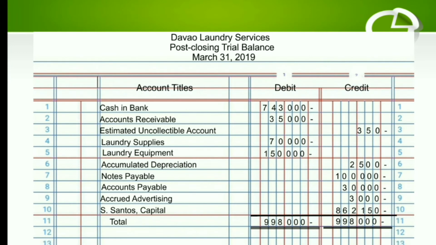Yung ginawa nating post-closing trial balance kanina, which is this one, is actually a guide para makagawa ng opening entry for the next accounting period. Basically, the opening entry can be made either during the first day of the business operations or at the beginning of the next accounting period. In our continuing illustration, the Davao Laundry Services, the opening entry was made on March 1, 2019. That is when we recorded the initial investment of Mr. Severo Santos.